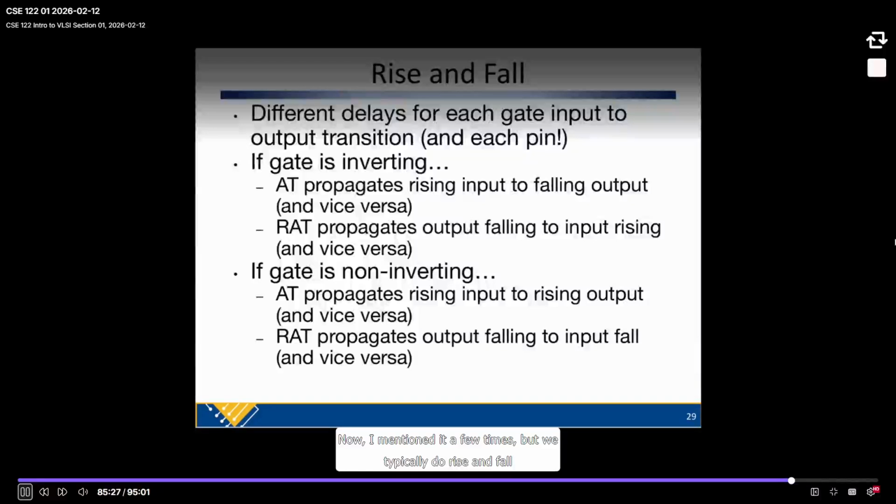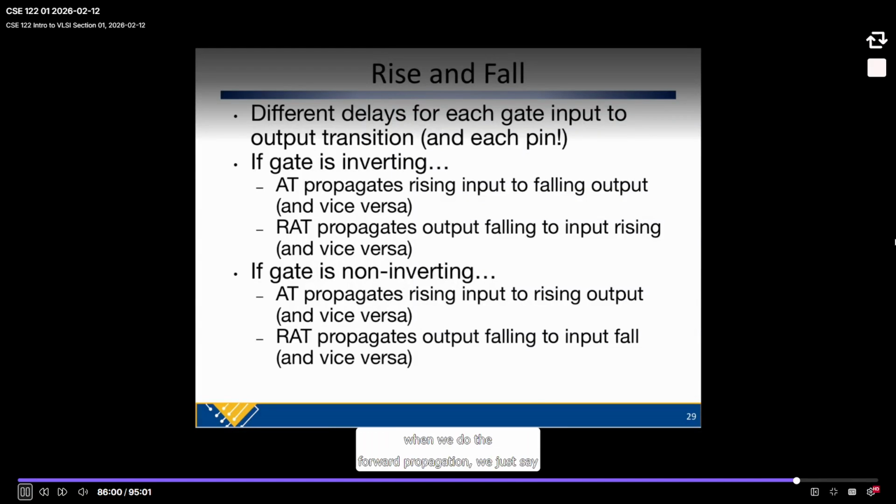Now, I mentioned it a few times, but we typically do rise and fall for all these values too. The amount of data increases quite a bit, but the actual computations don't really change. If we have an inverting gate, like an inverter, NAND, NOR, a rising input will cause a falling output. If we have a non-inverting gate, like a buffer or an AND gate or an OR gate, a rising input will cause a rising output or no change for both of those. Right? The polarity kind of remains constant.